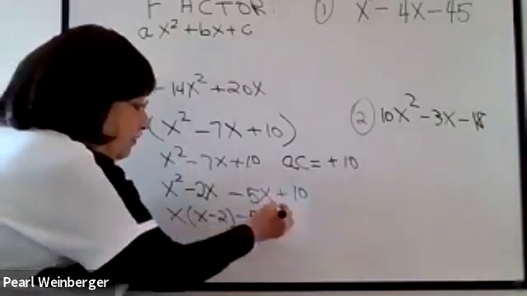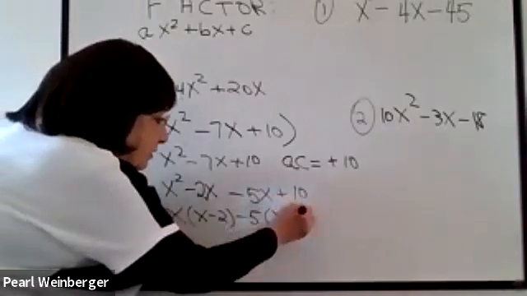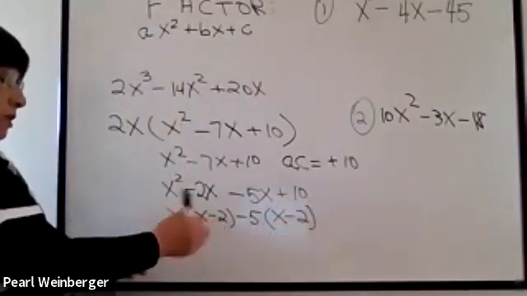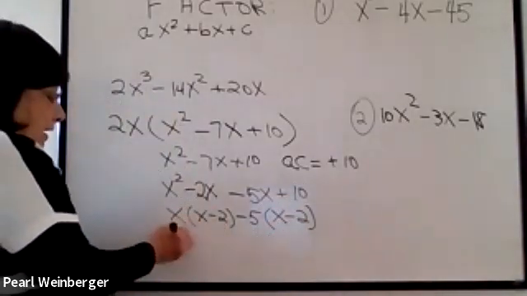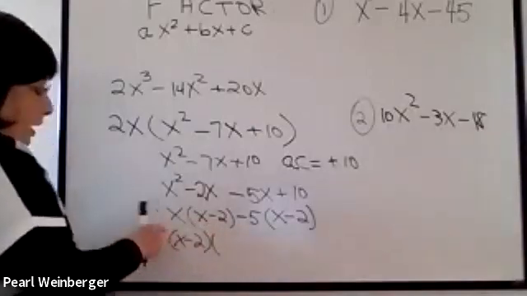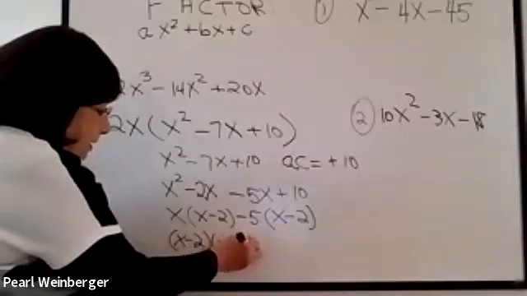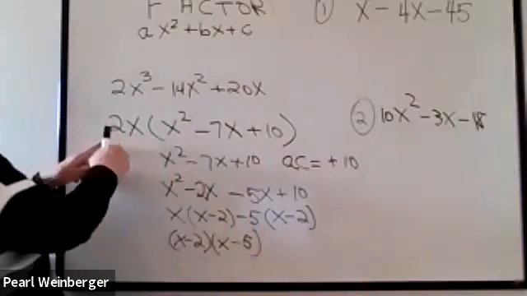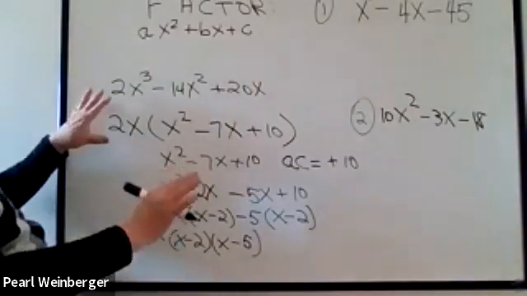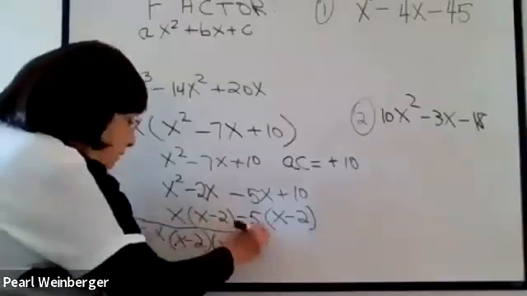Negative 5 into negative 5x is x. Negative 5 into 10 is negative 2. So that when I finish this, this gives me an x minus 2 on the outside. And the second parentheses becomes x minus 5. But don't forget, I have this 2x from before. I have to bring it down. I just put it in the front, and this is my final answer.